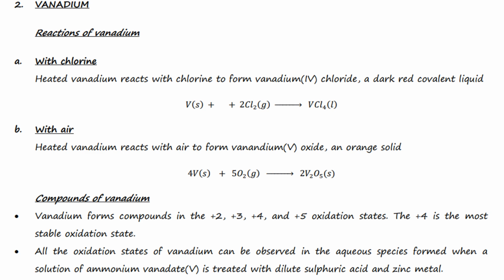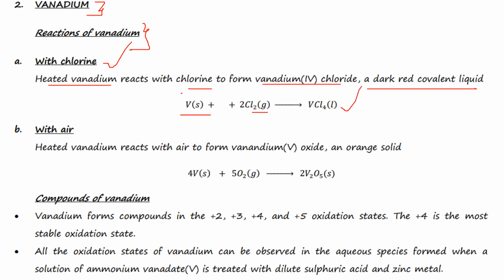Now looking at another element, vanadium, you're going to start with the reactions involving vanadium. So you're going to start with the reaction with chlorine. Just like titanium, conditions must also be stated before writing an equation. So we shall say that heated vanadium reacts with chlorine, or dry chlorine, to form vanadium chloride, which is a dark red covalent liquid. So vanadium reacting with chlorine to form vanadium chloride.